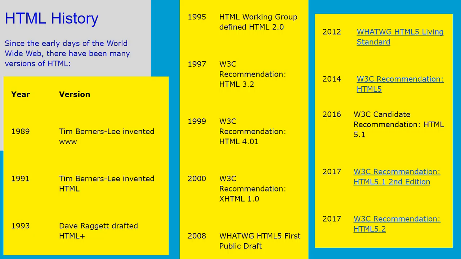In 2000, HTML5 first public draft. Then in 2012, WHATWG, HTML5 living standard. In 2014, W3C recommendation HTML5. In 2016, W3C candidate recommendation HTML5.1. In 2017, W3C recommendation HTML5.1 second edition. And in 2017, W3C recommended HTML5.2.